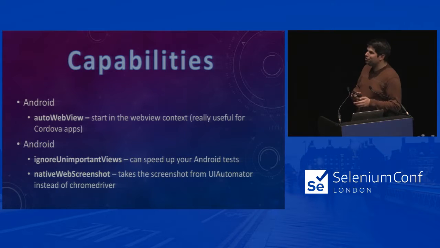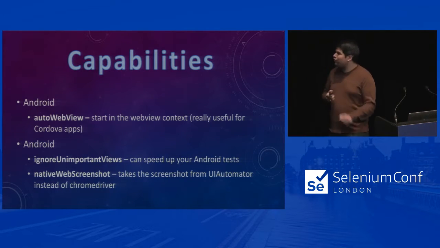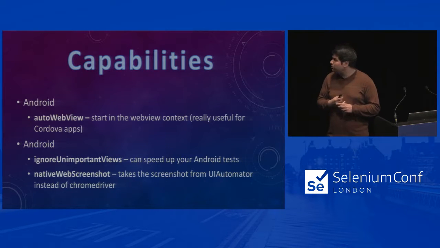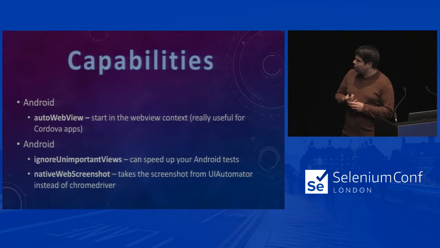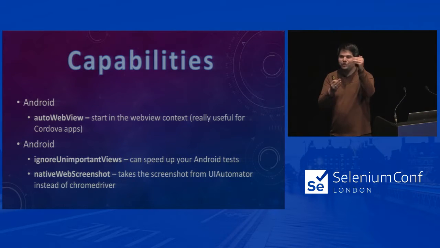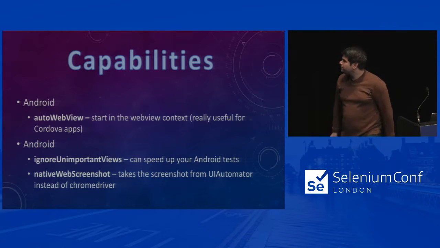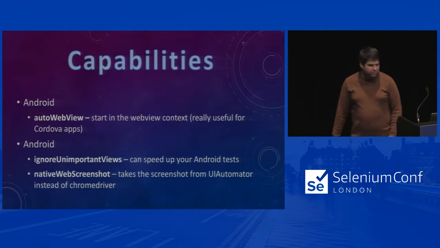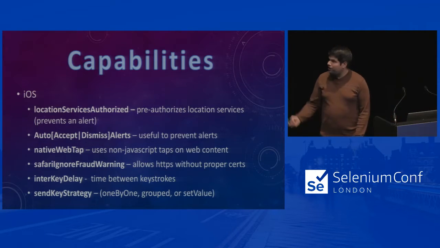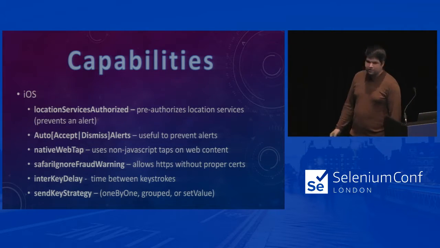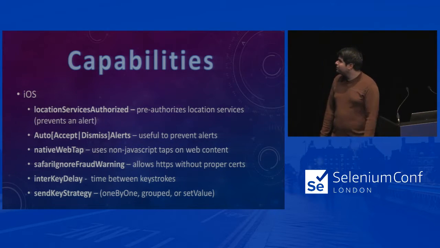Cool capabilities I'll run through at lightning pace. Auto WebView starts in a WebView context, particularly useful for Cordova apps or PhoneGap apps, if a little older school. Ignore unimportant views will make your Android DOM a lot faster by collapsing all those. If you ever look at the Android DOM and seen how deep it goes, you'll get rid of all those grouping views in between. Native web screenshot may fix some screenshot problems people see. For iOS, pre-authorize your location services with that one. You can automatically accept or dismiss alerts, so you don't have to worry about checking for those in your automation.